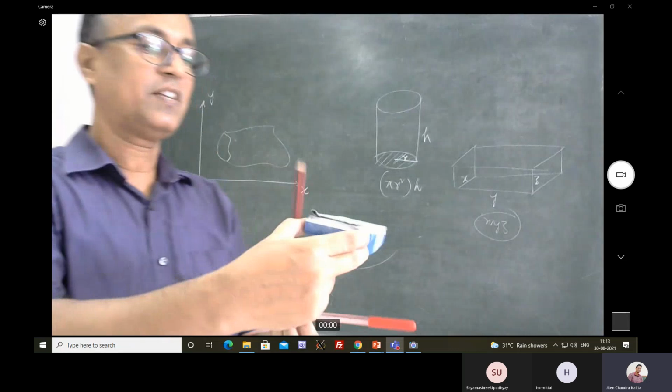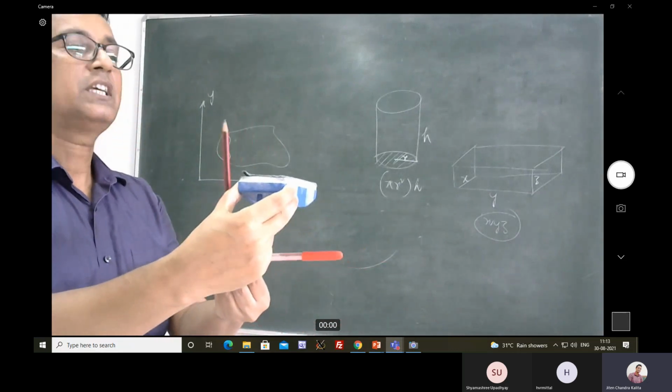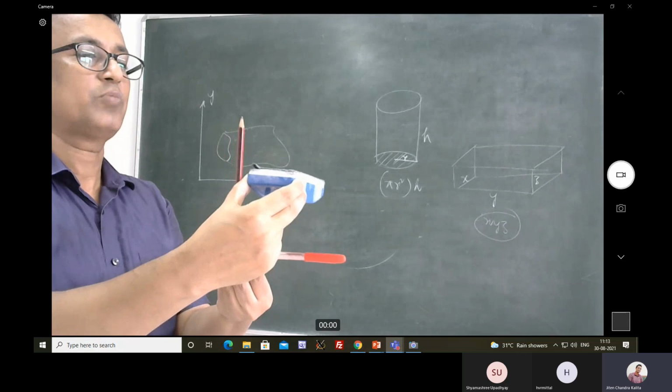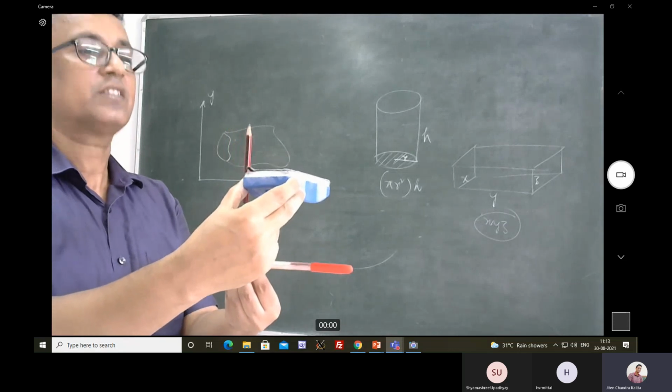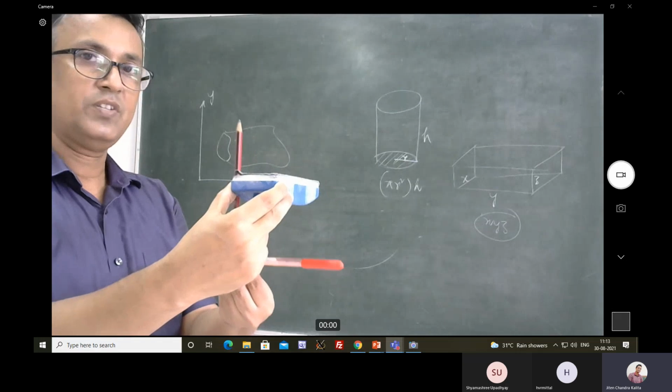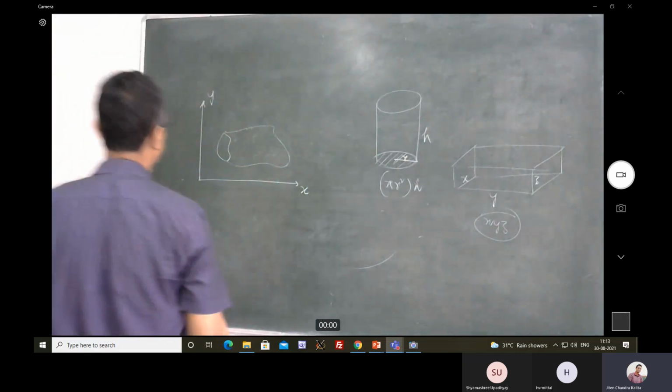It is something like this. The scenario is something like this. I mean, the eraser here, you can consider that to be the solid, right? And it is lying in space. It is something like this. Is it okay? Fine.